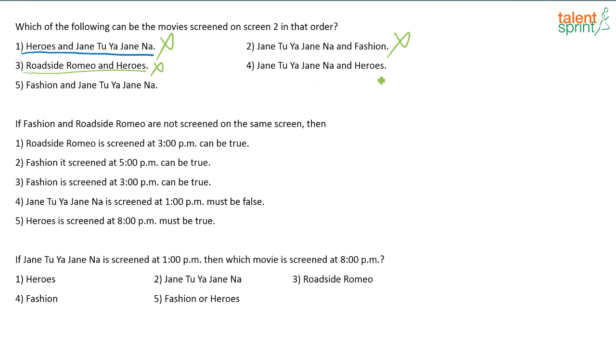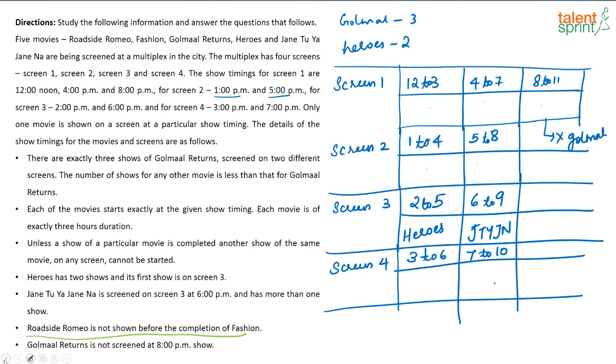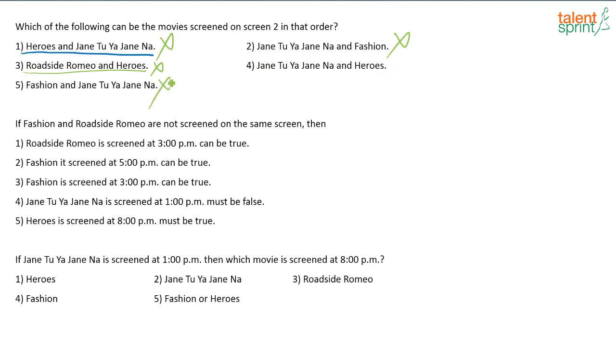Now, Jaane Tu Ya Jaane Na and Heroes. And one more is there, Fashion and Jaane Tu Ya Jaane Na. Okay, let us try that first. This is Fashion and this is Jaane Tu Ya Jaane Na. Now again, this is very clearly not possible because here Jaane Tu Ya Jaane Na is screened between 5 and 8. Here it is screened between 7 to 10. Overlapping. So not possible. So obviously the option 4 has to be your answer. This is also not possible. So this has to be your answer.